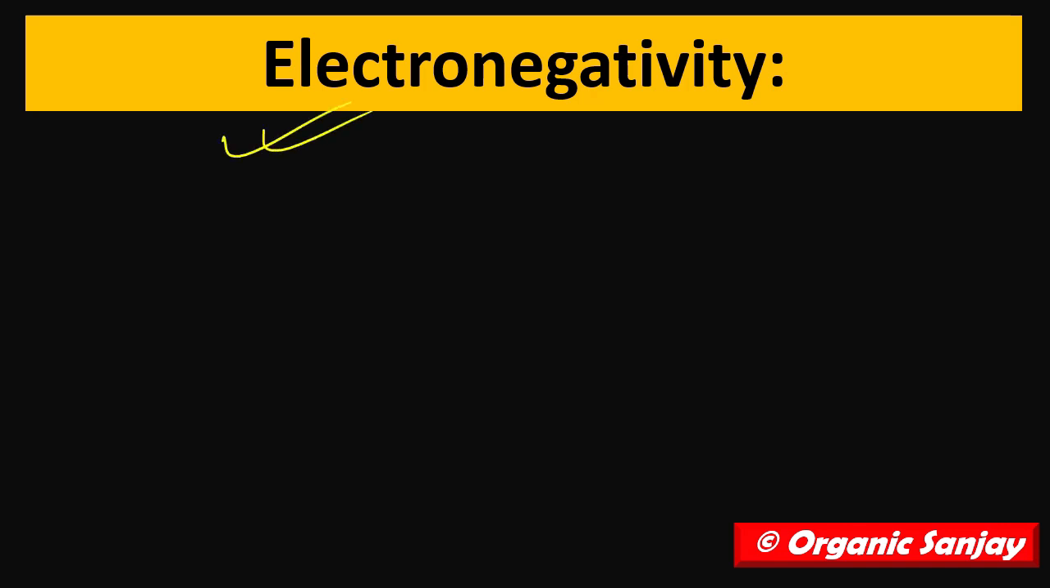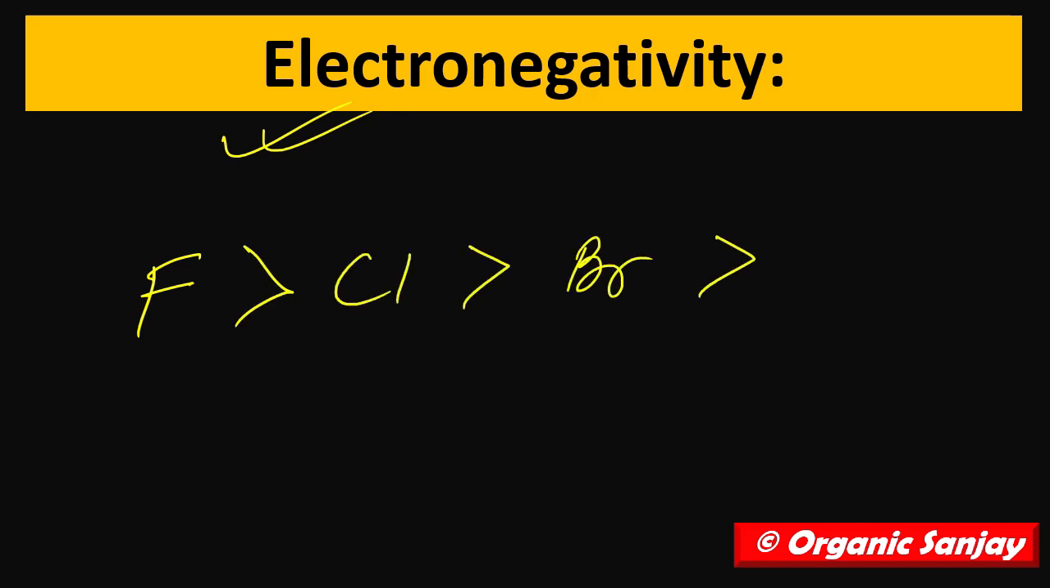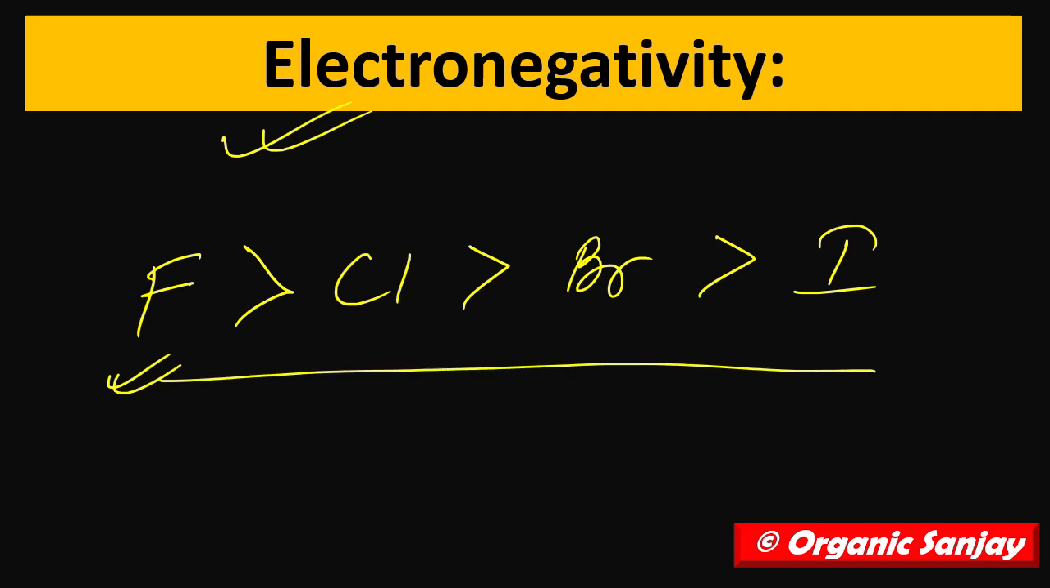The order of electronegativity for the halogen atoms will be fluorine, chlorine, bromine, iodine. So it shows that fluorine has the highest tendency to pull the electrons from the covalent bond in the molecule, right? So as the size goes on decreasing, the electronegativity value goes on increasing.